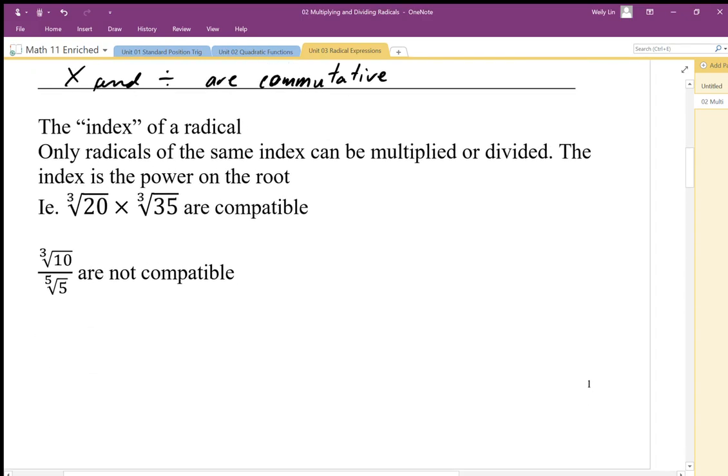So the index of the radical is important. Only the radicals with the same index can be multiplied together. So these are compatible, whereas root 3 and root 5 are incompatible. So we're going to have to leave those like that if the indexes do not match.